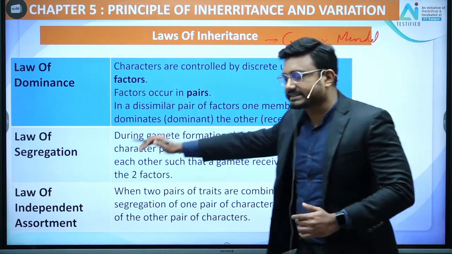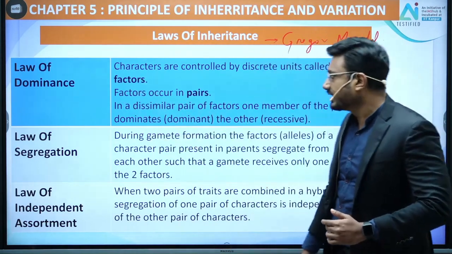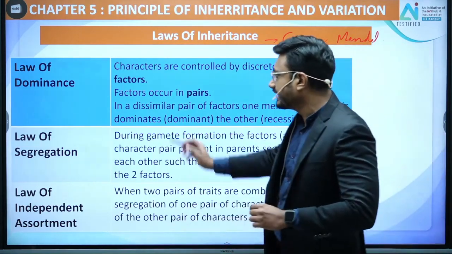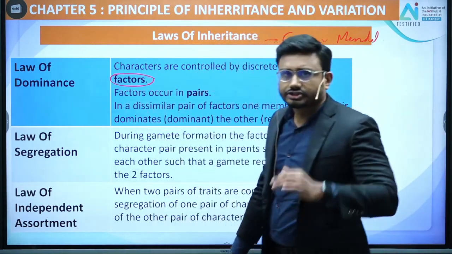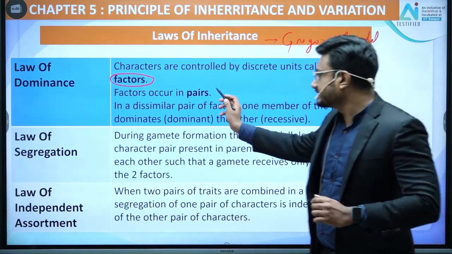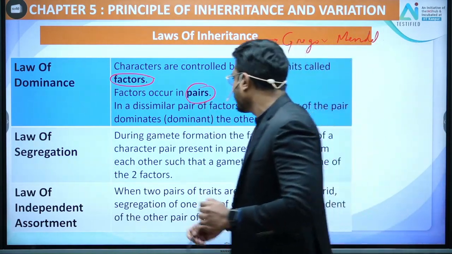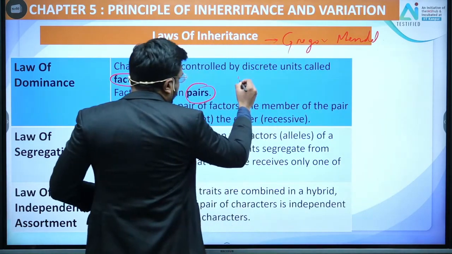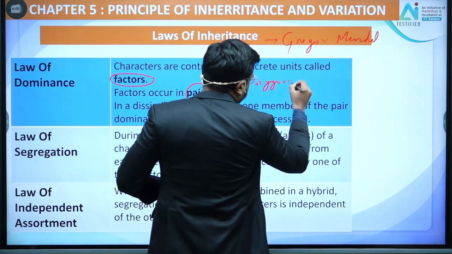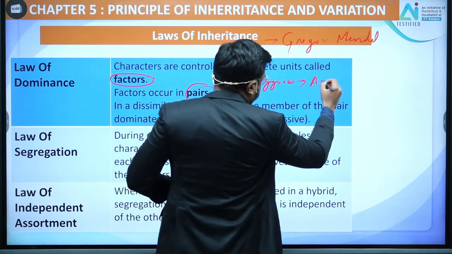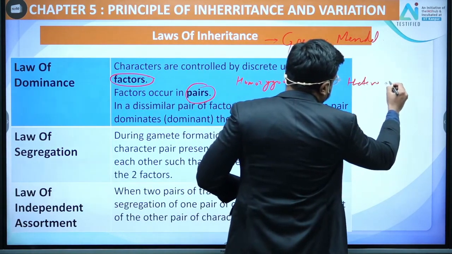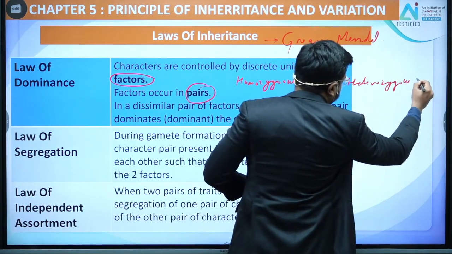So the first law is the law of dominance, in which he told that the characters are controlled by discrete units that are known as factors. These factors are nothing but the alleles. Factors occur in pairs. We know that the alleles can occur in the homozygous form, that is like this, and it can also occur in the heterozygous form, right?